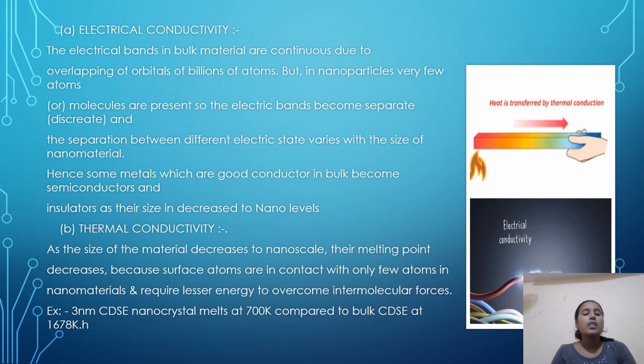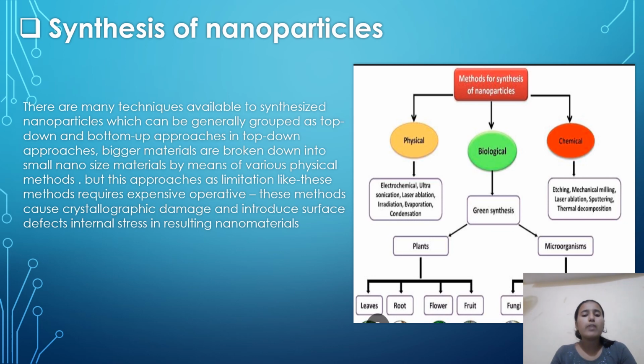Thermal conductivity. As the size of a material decreases to nanoscale, its melting point decreases because surface atoms are in contact with only a few atoms in nanomaterials and require less energy to overcome intermolecular forces. Example, 3 nanometer CdS nanocrystal melts at 700 K compared to bulk CdS at 1678 K. Synthesis of nanoparticles.